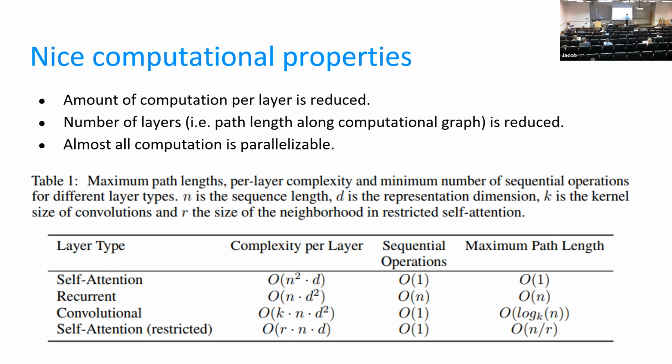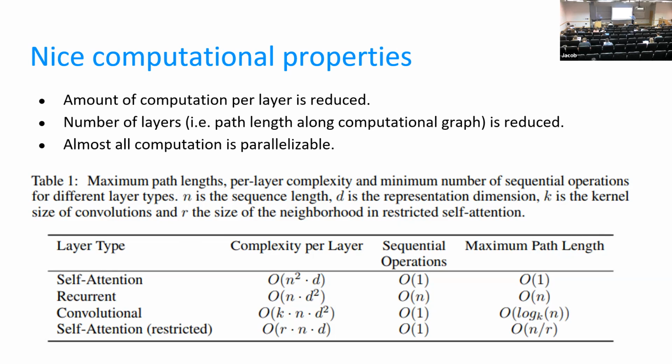Then d is the embedding dimension. Recurrent is n by d squared. Convolutional is k by n by d squared, where k is the number of filters. And then, sequential operations during training. Recurrent networks are uniquely bad because you have to pass the sequence into the network sequentially. So they require n sequential operations per training step.